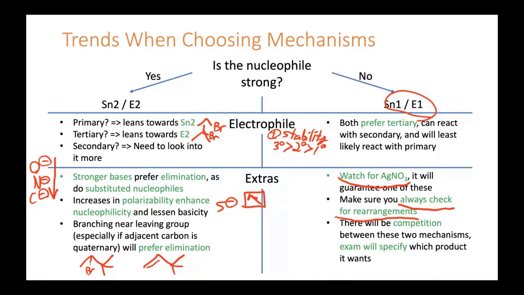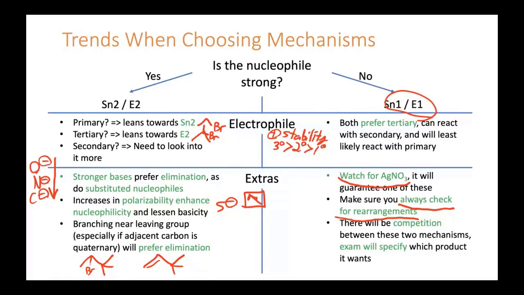And because of the competition, both answers can be accepted on paper because there really isn't a way to guarantee one formation over the other, unless you have something like H2SO4. And so the exam, they said, will specify which product it wants. So the question could say, write the major substitution product for the following reaction. It won't tell you to do SN1 or SN2. It will just tell you to do substitution.